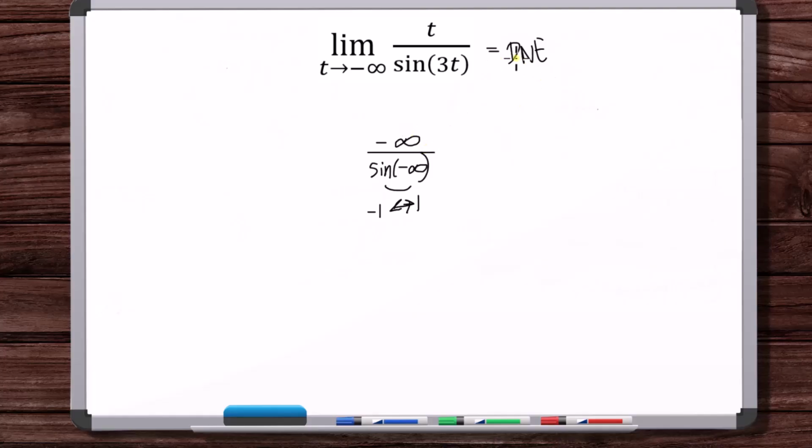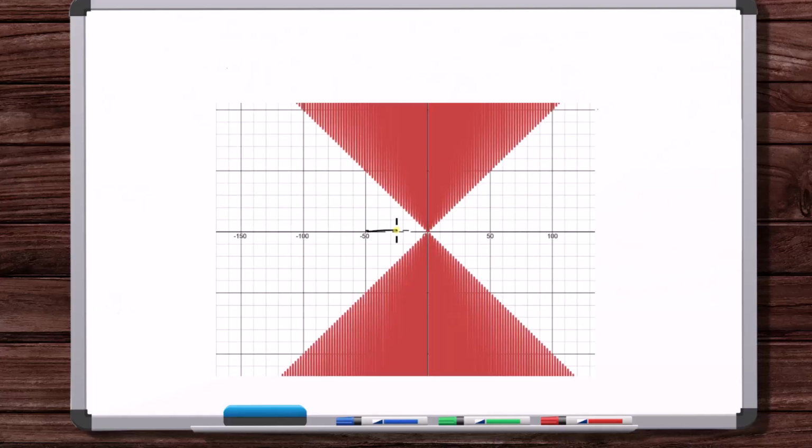So DNE. If we take a look at the graph, as x goes to negative infinity, the graph is flip-flopping. And the magnitude is constantly changing.